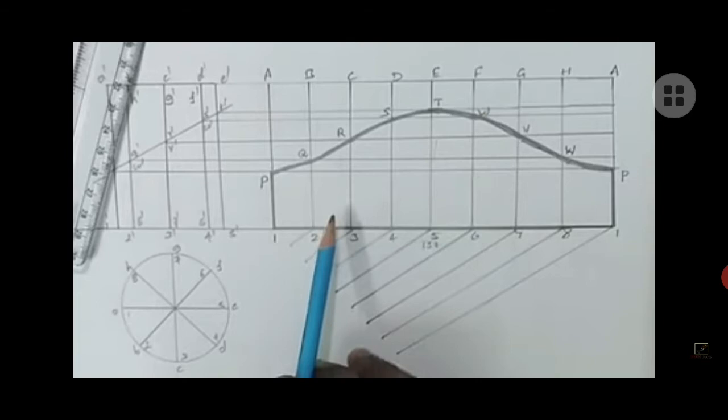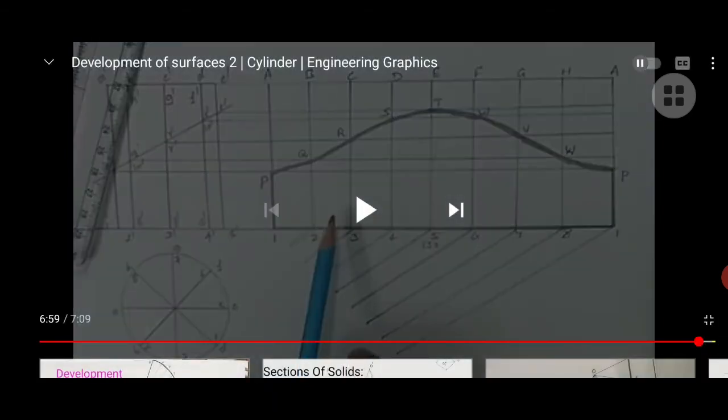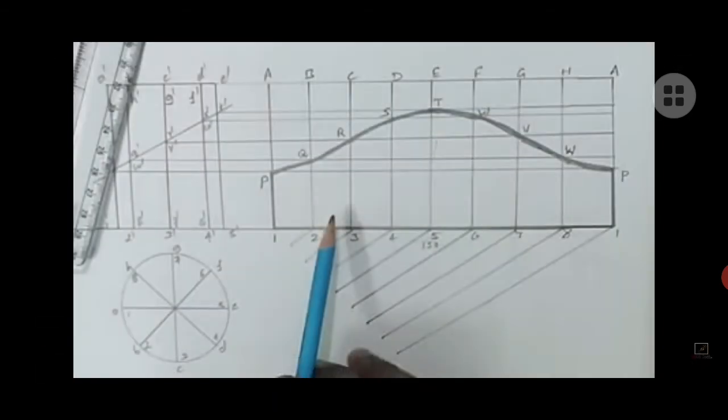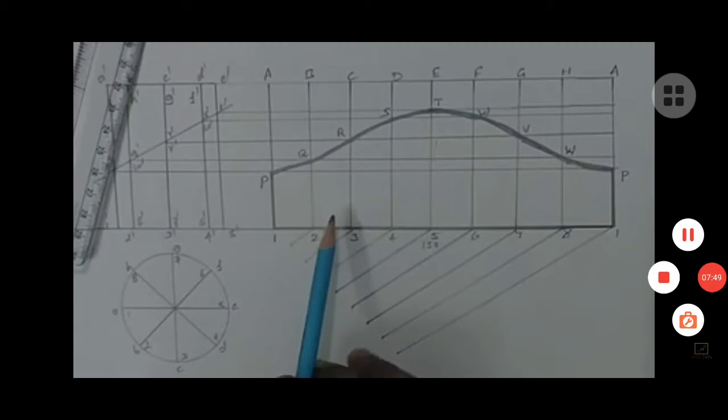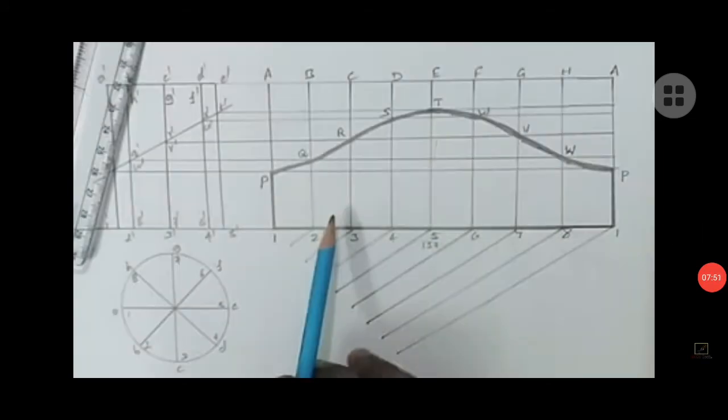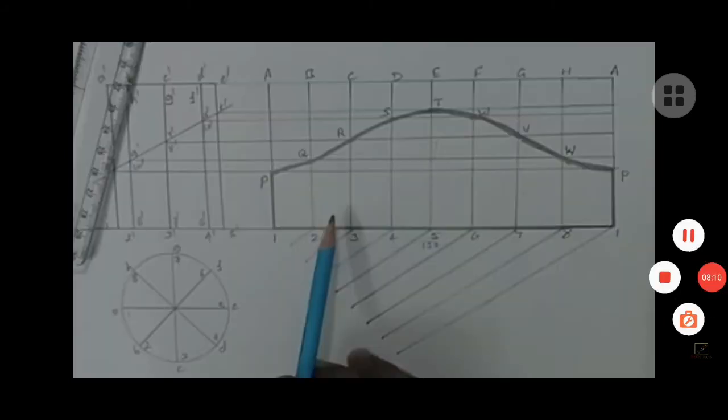So this is your next generator. Connect all these points and we see our answer. In the next lecture we will see another example.